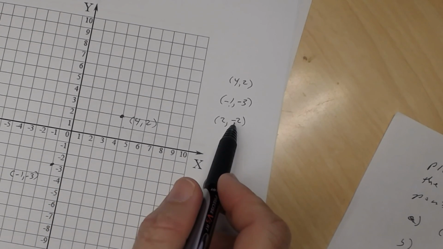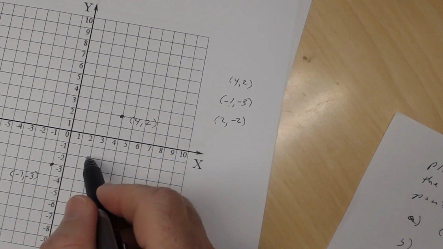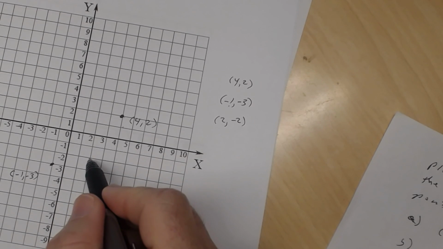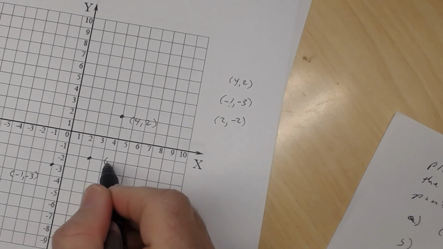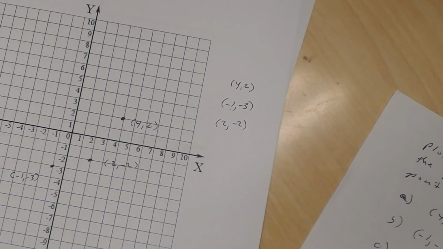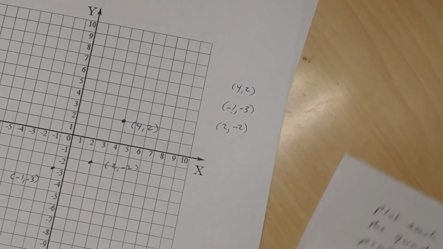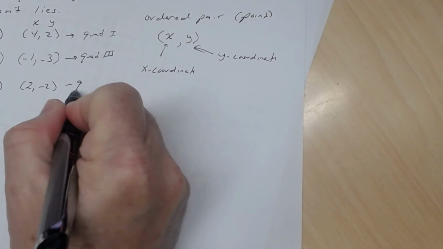The y-coordinate is negative. So from here, after going to the right 2 units, I go down 2. So here's the point, 2, negative 2. We're going to label it 2, negative 2. All right, so 2, negative 2 is in quadrant 4. So this is quadrant 4.